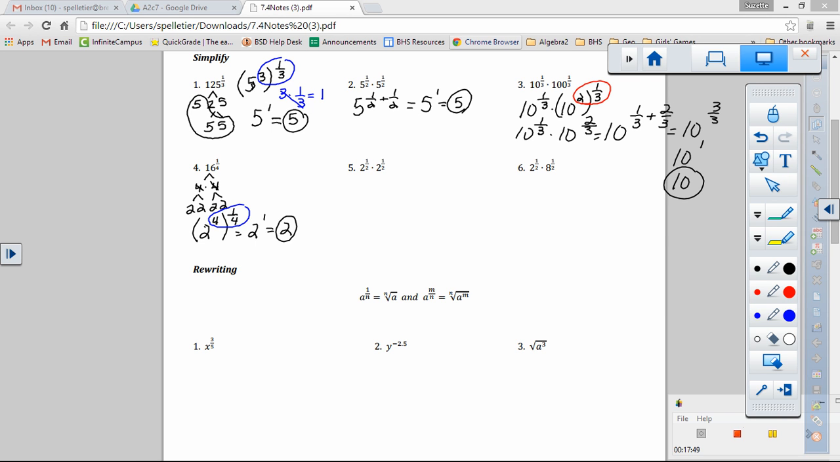Number 5, 2 to the 1/2 times 2 to the 1/2. The bases are the same, so I can add the exponents. 1/2 plus 1/2 is 1, so 2 to the 1, which is 2.